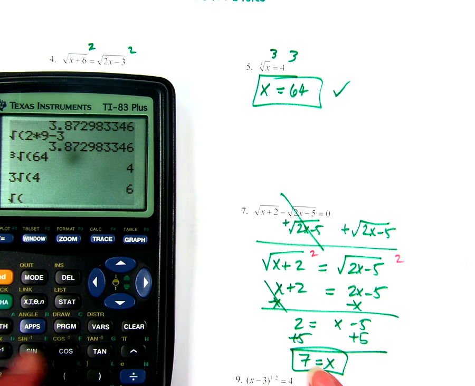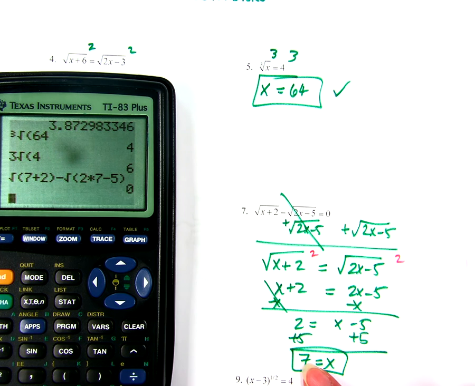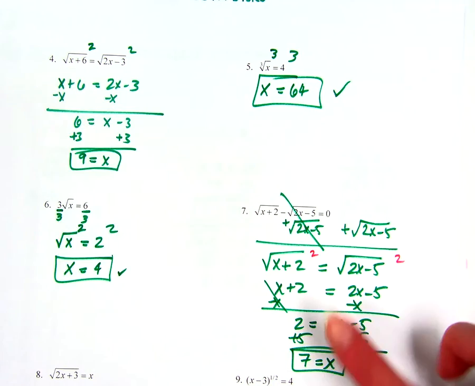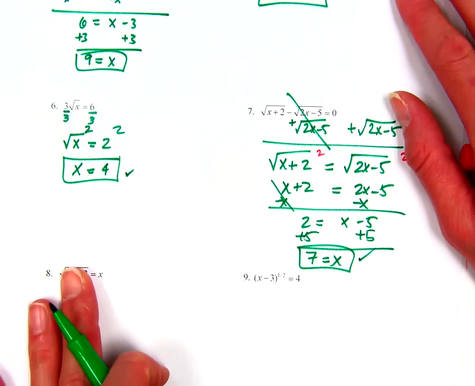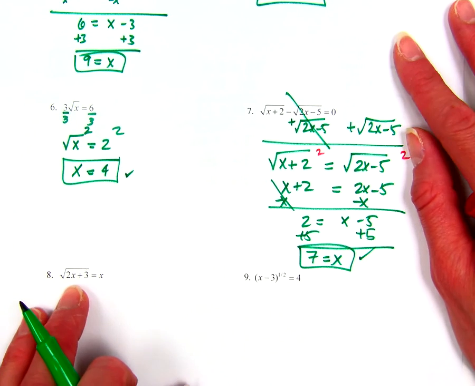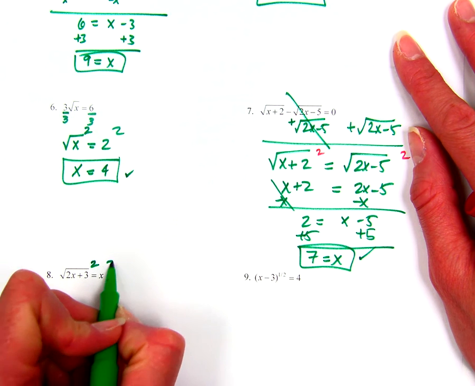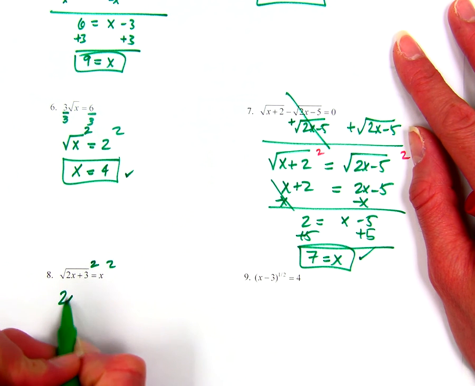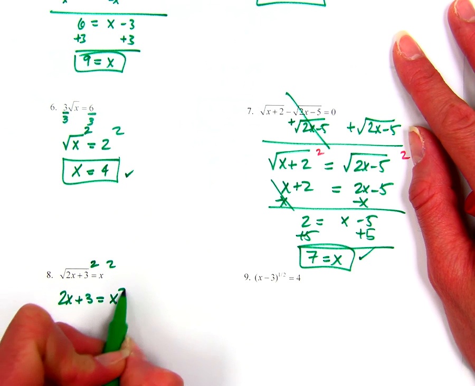So square root of 7 plus 2, I'm going to close that parentheses, minus the square root of 2 times 7 minus 5, close that parentheses, and that should give me 0. And it does. Okay, so when I check, I always go back to my original equation. All right, is my radical isolated? Yes, so I square, square. So that cancels out, and I get 2x plus 3 equals x squared.